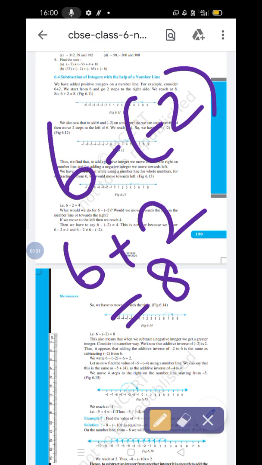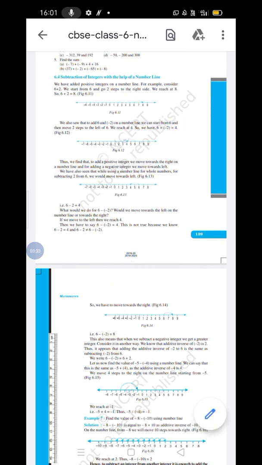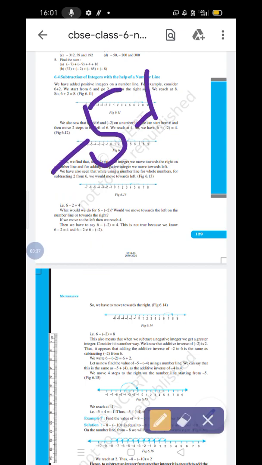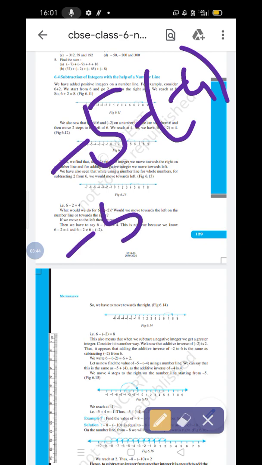Let us now find the value of minus 5 minus of minus 4. What will you do? You have to take the additive inverse of minus 4, which is plus 4. So minus 5 plus 4. What is the answer? It is minus 1. You start from minus 5 and move 4 steps forward. You will get the answer as minus 1.